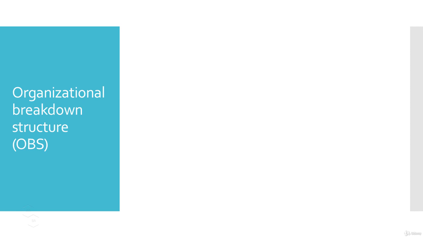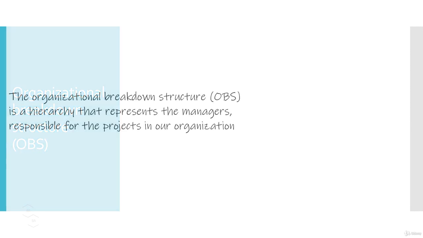Then let's start with the organizational breakdown structure or OBS. Please remember that whenever we are discussing a project, program, and portfolio, we are breaking down the work that is going to be performed into a hierarchy. The organizational breakdown structure, or OBS, is a global hierarchy that represents the managers that are responsible for the projects in our organization. Please note that the OBS usually reflects the management structure of our organization from the top level employee down through all levels.